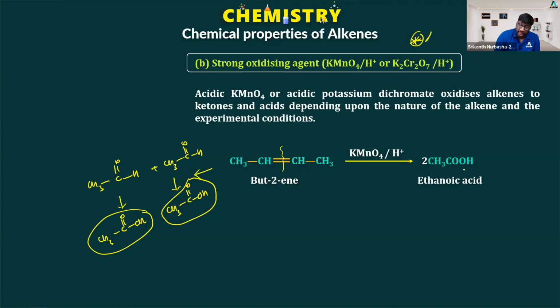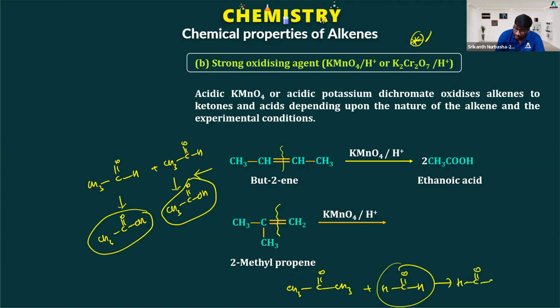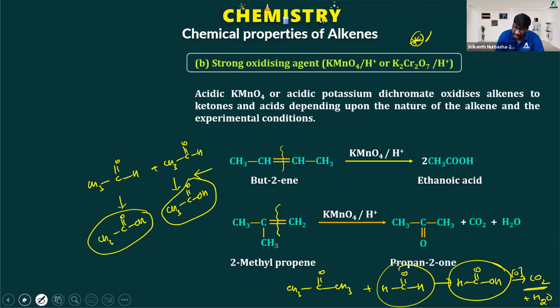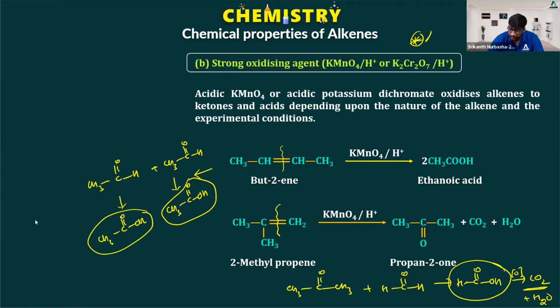So butene with KMnO4 gives 2 moles of ethanoic acid. Now take 2-methylpropene with KMnO4 in the presence of H plus. You cleave this bond and generate CH3-C=O-CH3, which is a ketone, and H-C=O-H, which is an aldehyde. Ketones cannot be oxidized, but the aldehyde can be converted to H-C=O-OH. Whenever we get formic acid, it will be converted to carbon dioxide. So you get CH3-C=O-CH3 plus CO2 plus H2O, because oxidation happened. Those are the compounds obtained. Is that clear, students? Yes, sir.